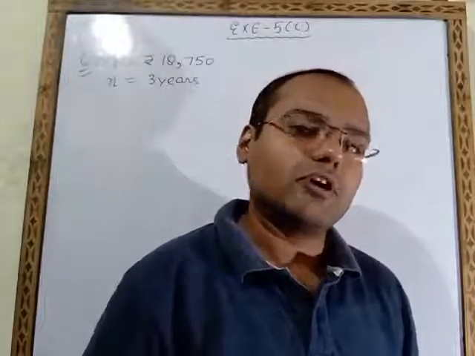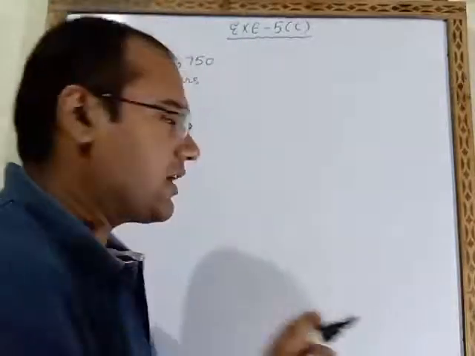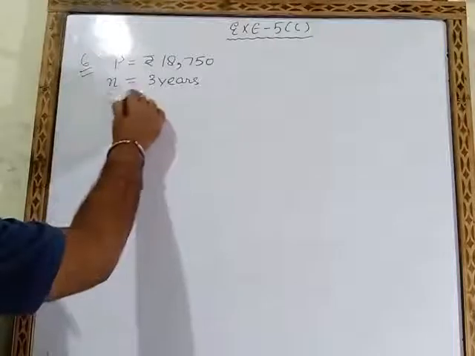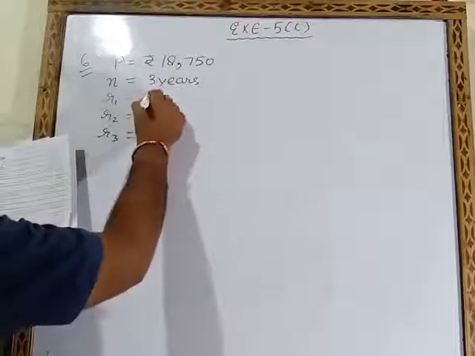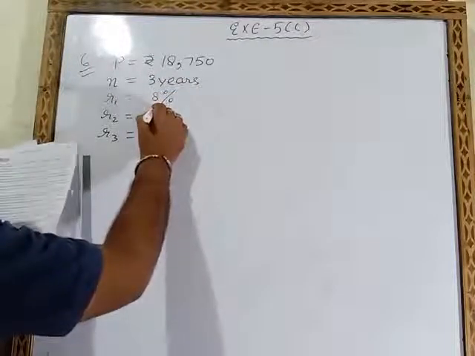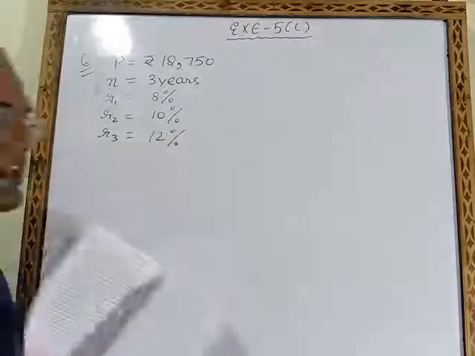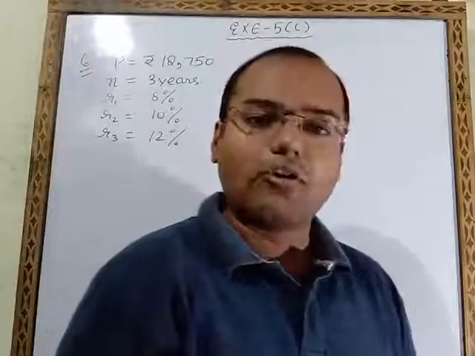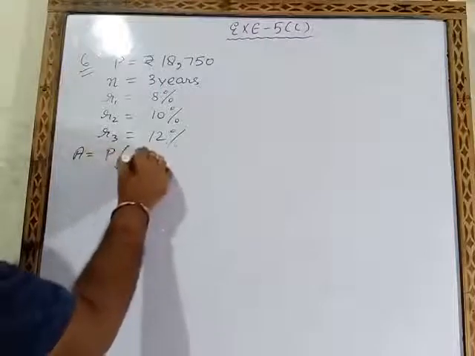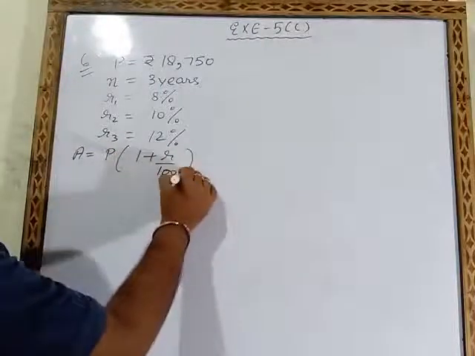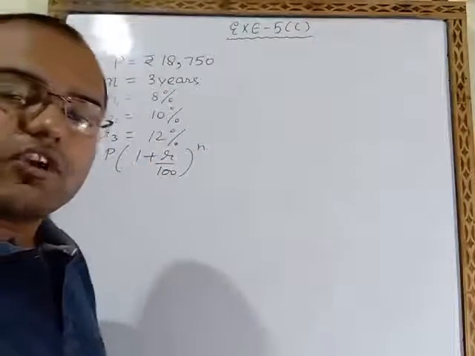So in this question you will observe rate for first year and rate for second year and rate for third years are different. So here what you have to do, you have to write R1, R2, R3 separately. R1 is the rate of interest for first year, 8%, second is 10% and third one is 12%. 3 rates are given and you have to find amount and compound interest. तो amount के लिए फॉर्मूला लगाएंगे, amount is equal to P 1 plus R upon 100 power n. This is the formula for amount. But in this question 3 rates are given. So here you have to change the formula.